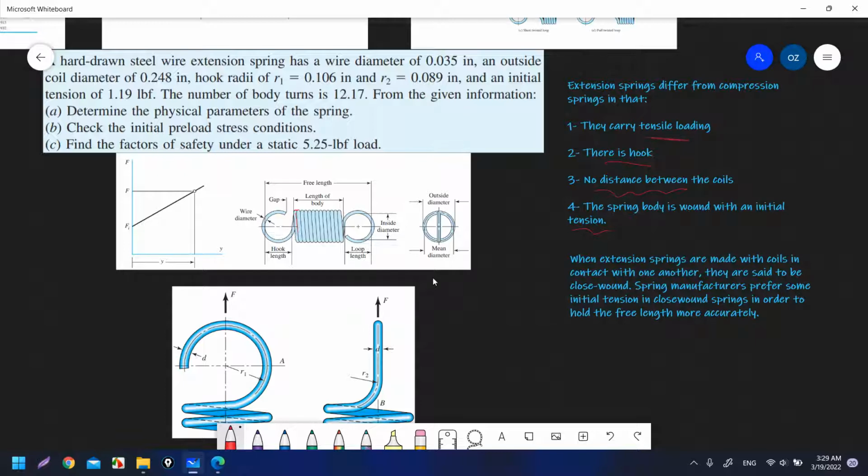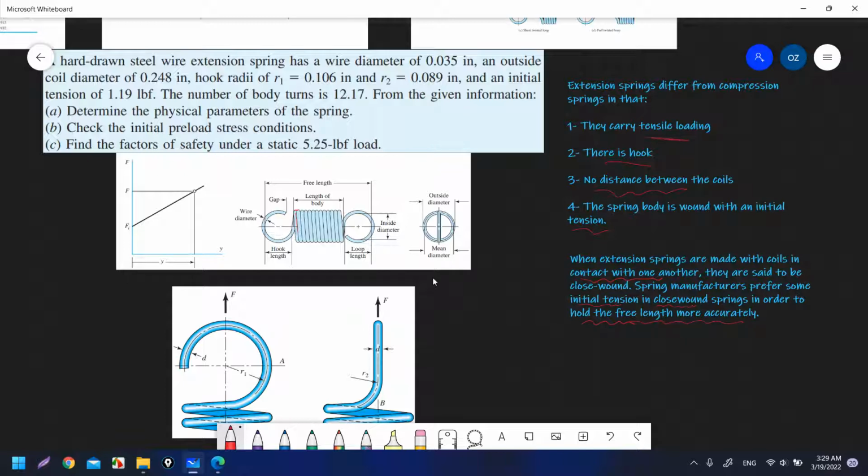Why are we doing this? Because spring manufacturers prefer some initial tension in closed-wound springs. The meaning of closed-wound springs is that extension springs are made with coils in contact with one another. So if you find any question that mentions closed-wound, it means that the coils are in contact with one another. In order to maintain this contact, we must apply an initial tension, and this initial tension will maintain this contact in order to hold the free length more accurately.